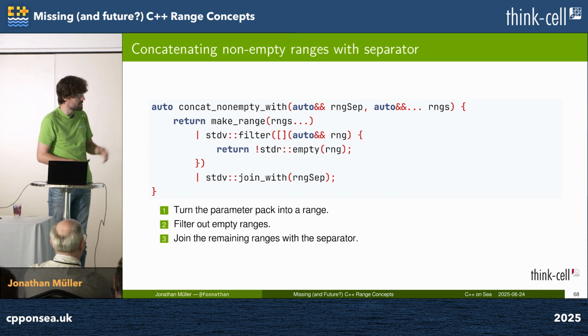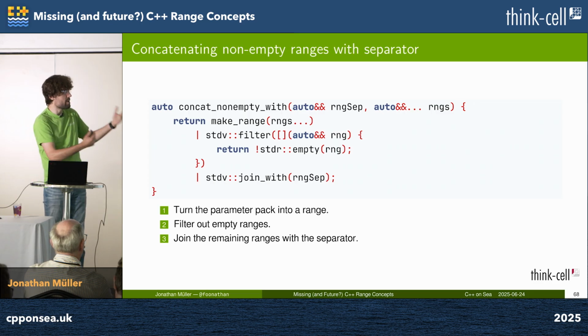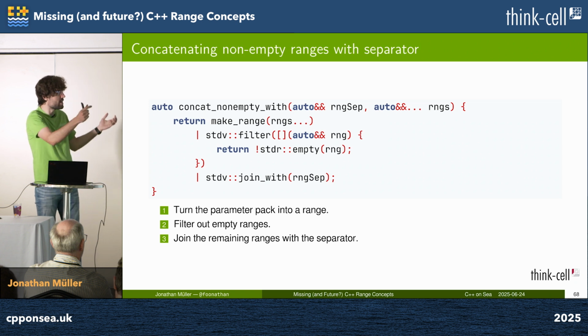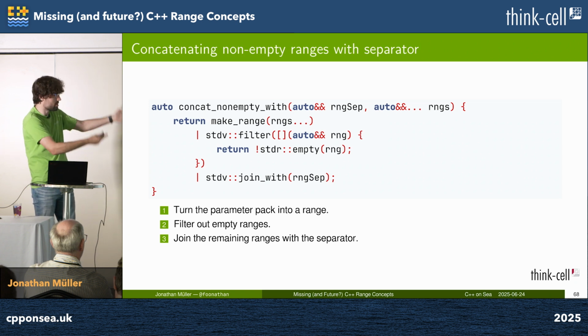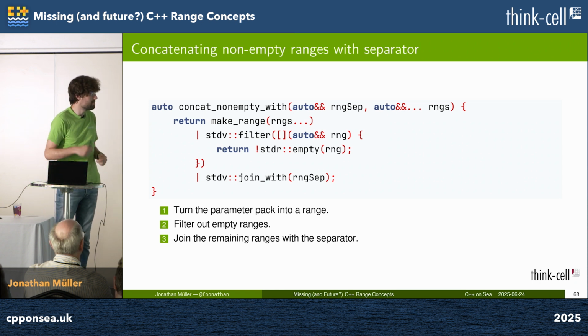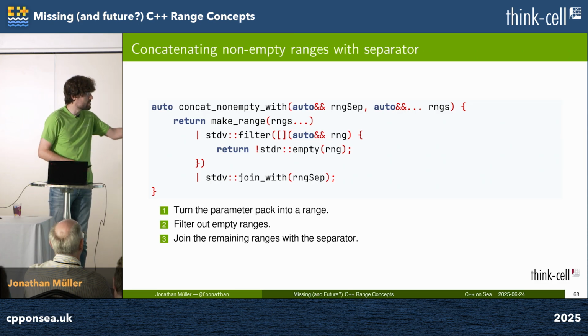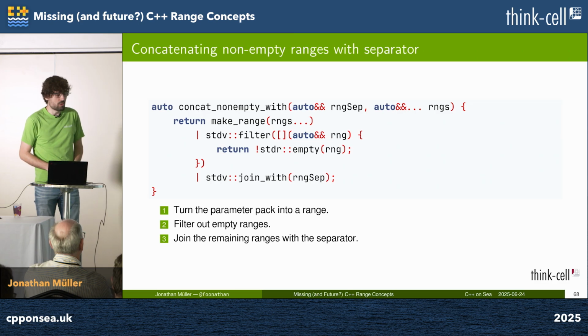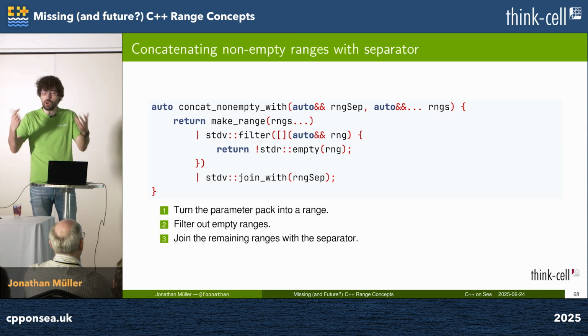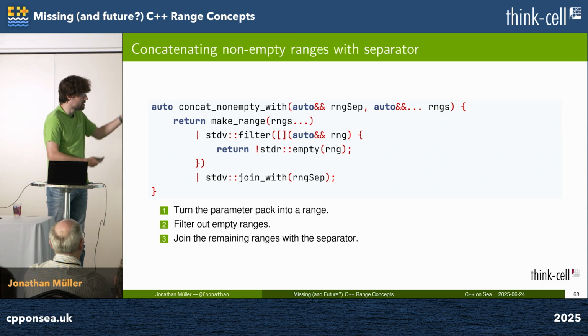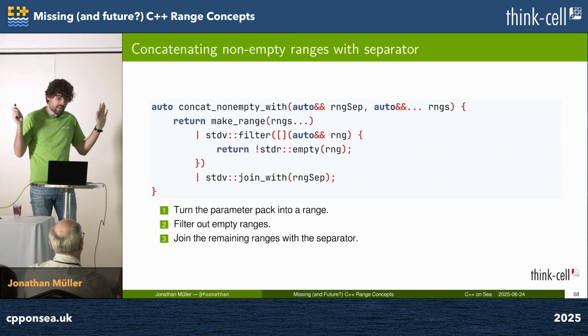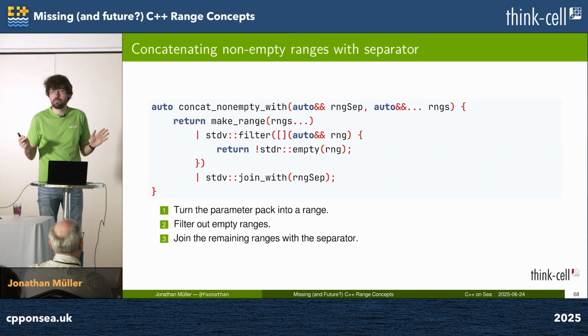We take the range separator and all the ranges, and then we call make range. So make range just takes a pack of ranges and turns that into a range, so we can use range algorithms on it. I'll show the implementation later. We then filter out all the ones that are empty, and then we join them together with a separator. So concat non-empty with isn't implemented in terms of concat, it's implemented in terms of join, just after filtering them out. And this works at runtime.